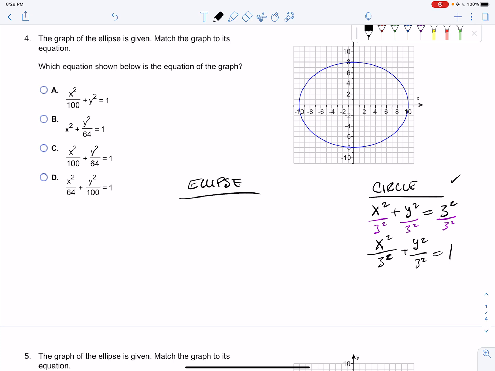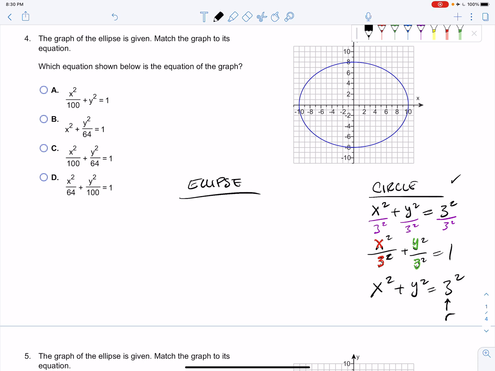And what that does is it breaks out the radius in the x direction, so you go 3 to the right, 3 to the left. And it also breaks out the radius in the y direction, 3 up and 3 down. But since the radius on a circle is the same, it's kind of pointless to do it that way. So with a circle, we just like to have our standard form of x squared plus y squared equals 3 squared, and then our radius is just right there.